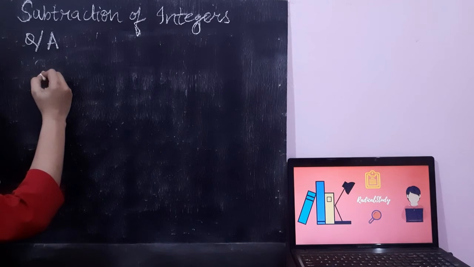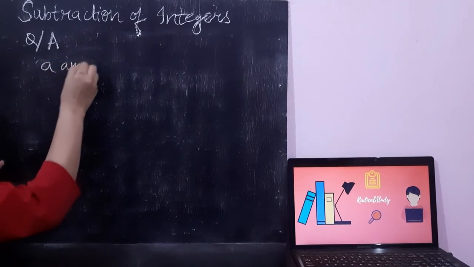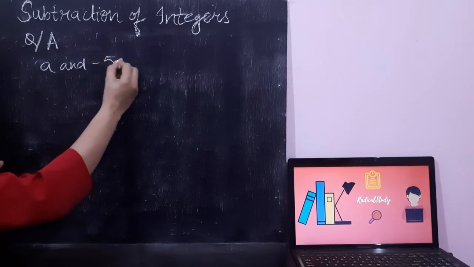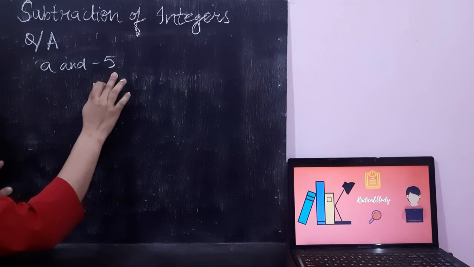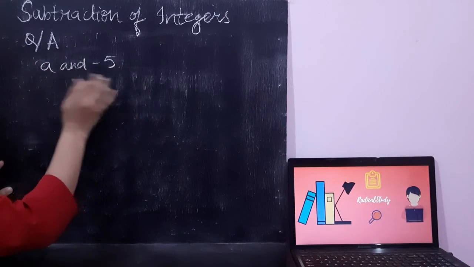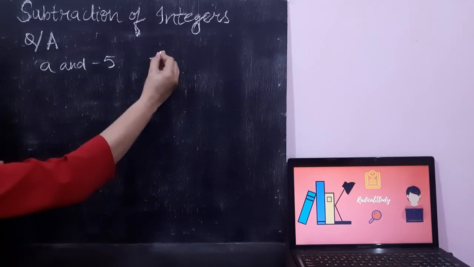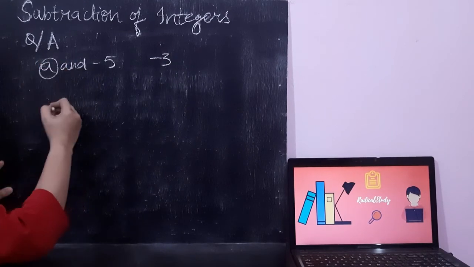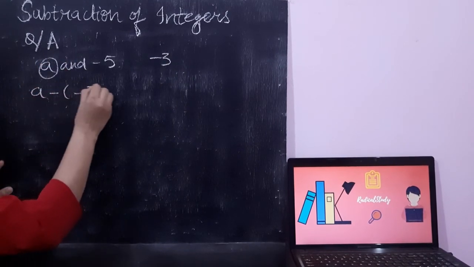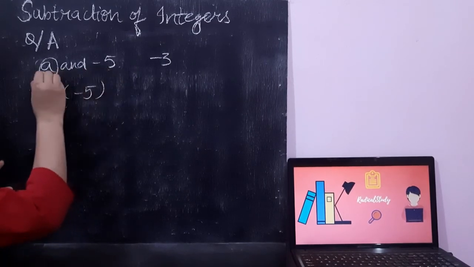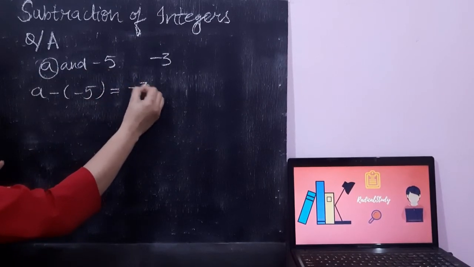So the next question is: the difference of an integer a and minus 5 is minus 3. These are two integers, one is a and one is minus 5, and the difference of these two integers is minus 3. So you have to find out the value of a. So how will we find it? a minus minus 5, as it is said, this is the difference, is equal to minus 3.